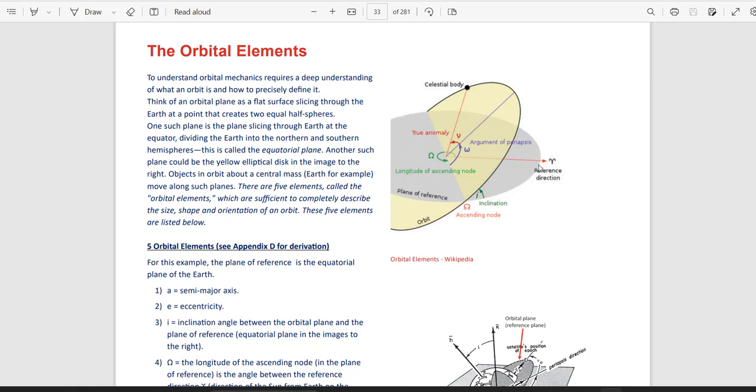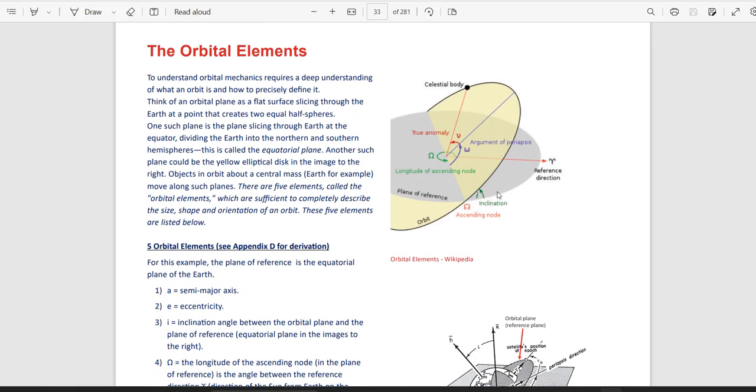There are 5 elements called the orbital elements, which are sufficient to completely describe the size, shape, and orientation of an orbit. These 5 elements are listed below. A is called the semi-major axis, and it refers to essentially the radius of the orbit. If it's a circular orbit, it is the radius. If it's not circular, if it's elliptical, it's just this distance here from the center to the outer part. Eccentricity provides for the shape of the orbit. If eccentricity equals 0, that's a circular orbit. Greater than 0 and less than 1, then it's going to be elliptical.